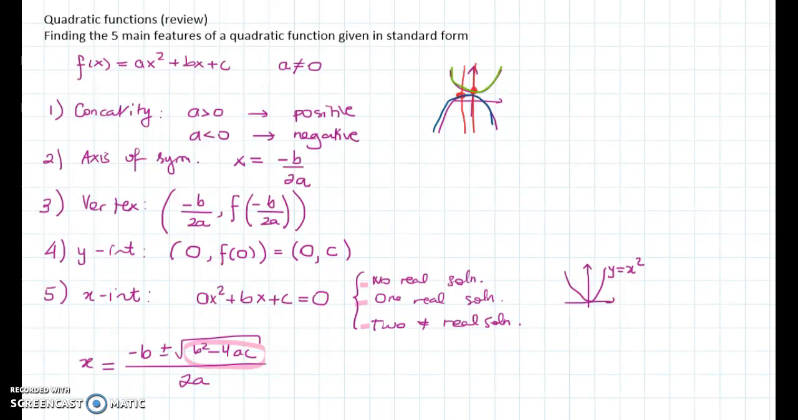So that was a very quick review of how to find the 5 main features of a quadratic function given in standard form.